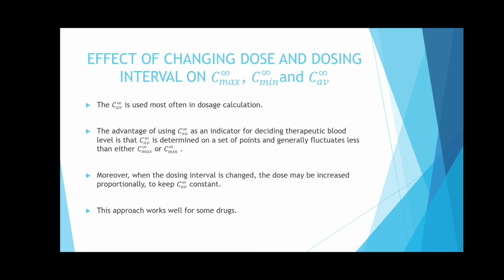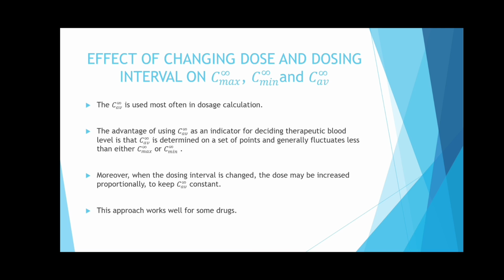The average steady state concentration is used most often in dosage calculation, obviously to avoid any kind of adverse effect when it is more than MTC, or no effect when the concentration is less than MEC. The advantage of using the average steady state concentration as an indicator for deciding therapeutic blood level is that the average steady state concentration is determined on a set of points and generally fluctuates less than the Cmax and Cmin at the steady state concentration.